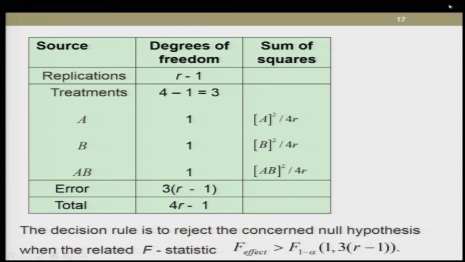So, you very well remember how the analysis of variance in the case of randomized block design used to look.